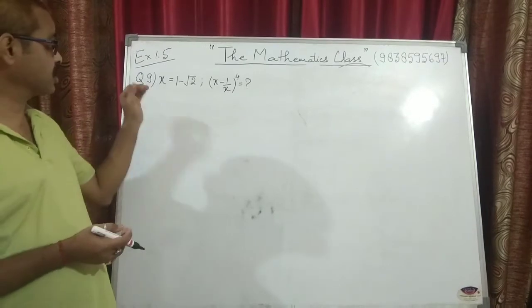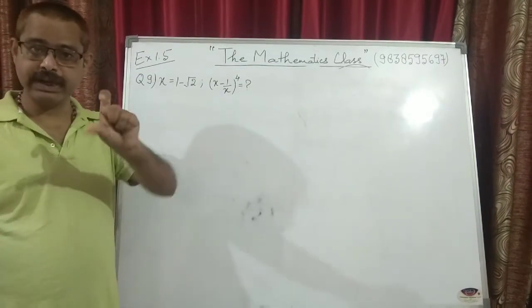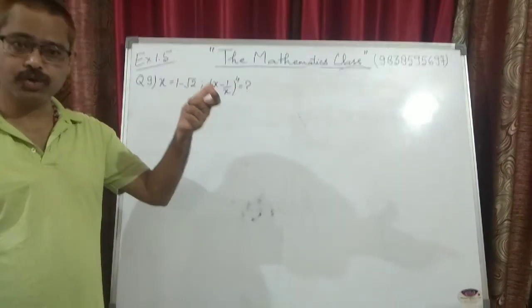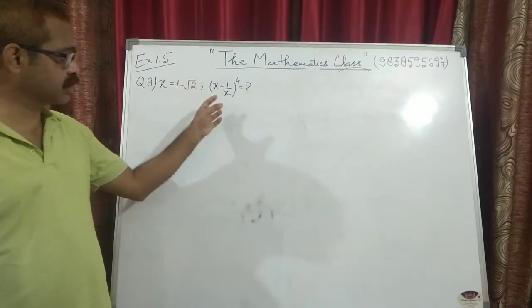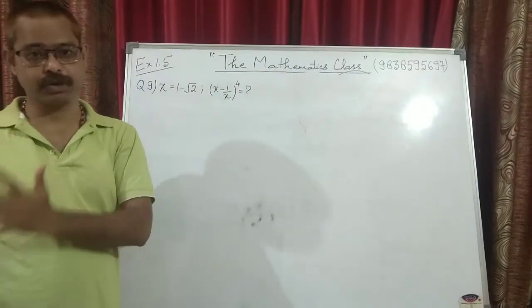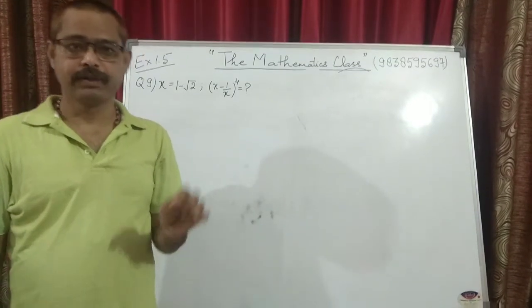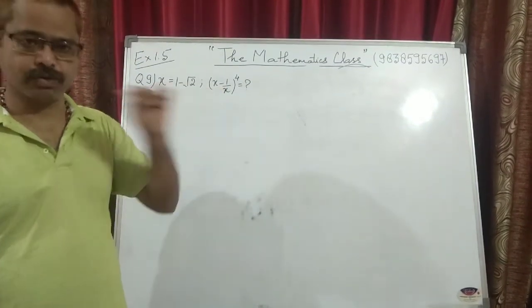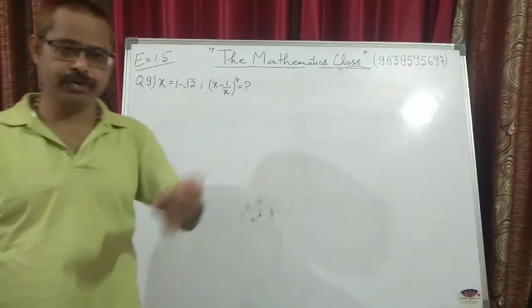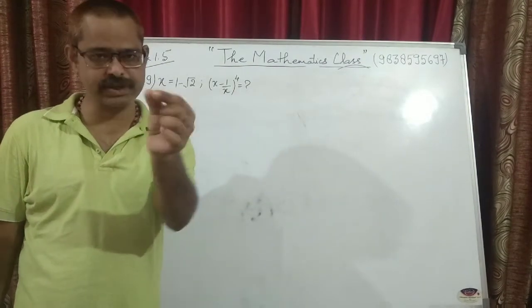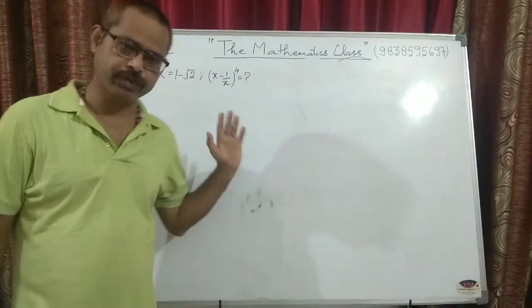Now I am taking question number 9. Question number 9 contains question number 8 also, and this gives you an idea how to solve the rest of the questions. So for this exercise 1.5, this will be my last question. And in case you have any doubt, you can just write the question number and exercise in the comment box. I'll solve it for you.